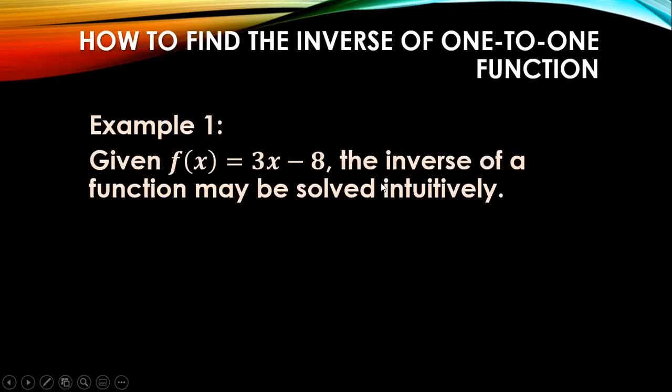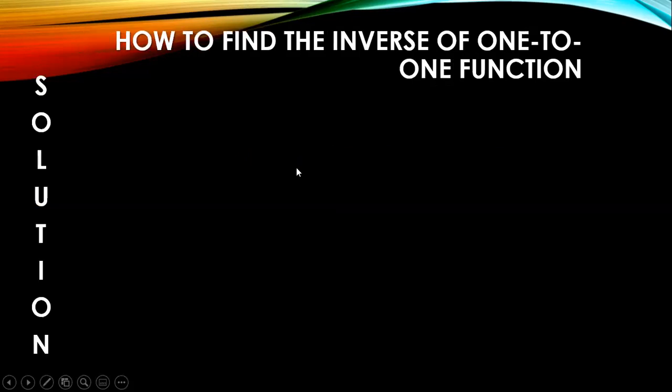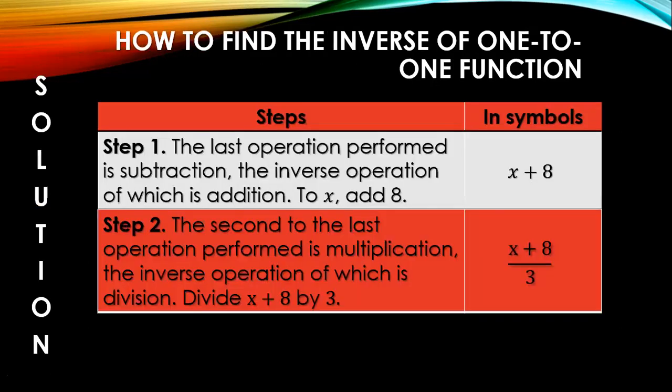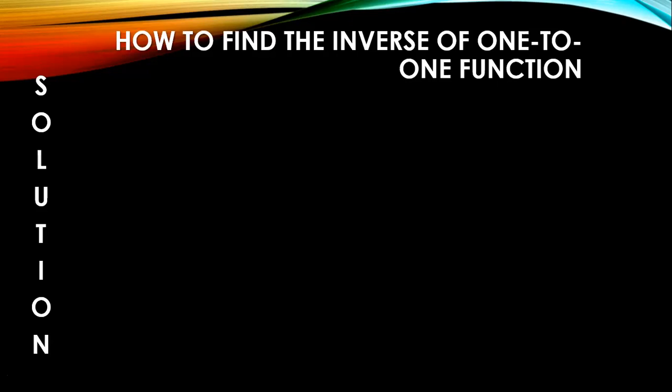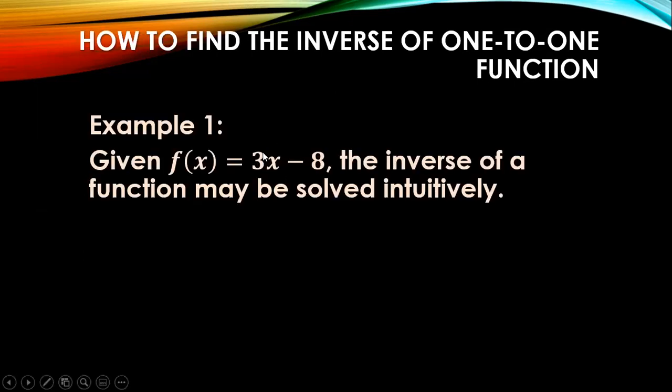So kung nakita natin, no? 3x minus 8. Okay, nag-minus tayo dito. So gagawin natin yung addition. So x plus 8. Now, the second to the last operation performed is multiplication. So, nag-multiply din siya kay 3. So, from the rightmost part of our function, that is subtraction. Nakakita tayo ng minus sign. Ginawa nating add.